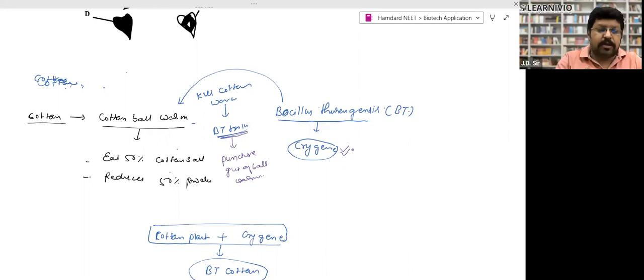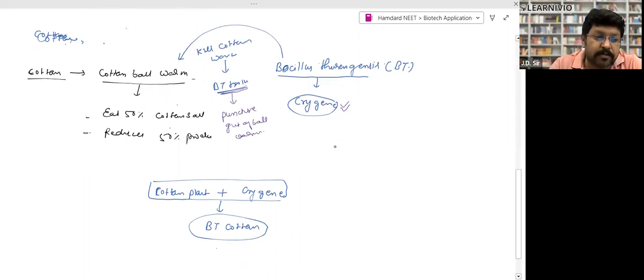Actually, it is there in NCERT. This BT toxin is secreted from the Bacillus thuringiensis, BT bacteria, but in an inactive form. But when it gets the alkaline medium, basic medium, in the gut of the cotton boll worm, it becomes active and it punctures the epithelial wall of the boll worm, and that's how the boll worm dies.